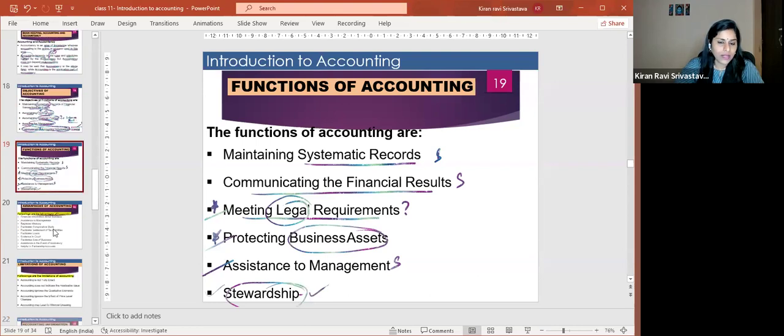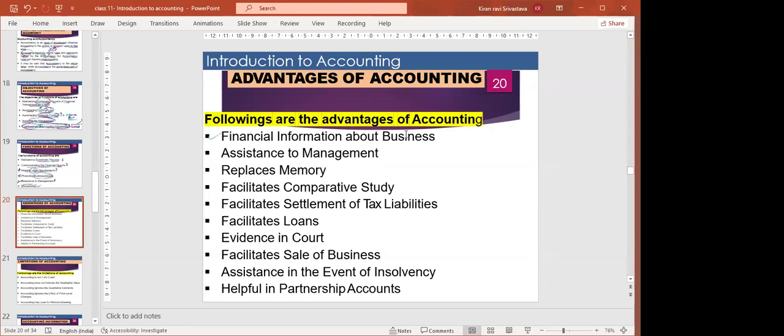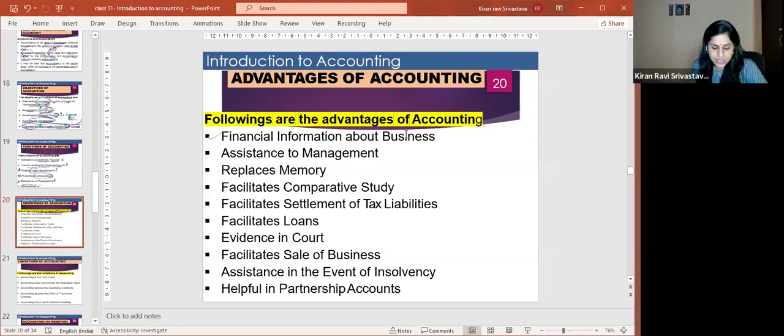Now coming to the next part, advantages and disadvantages of accounting. So first, the advantages of accounting. What are the various advantages of accounting? First advantage is that accounting gives us the financial information about the business. This we all know. Then the second one is assistance to the management. It assists the management. Then third, it replaces memory.